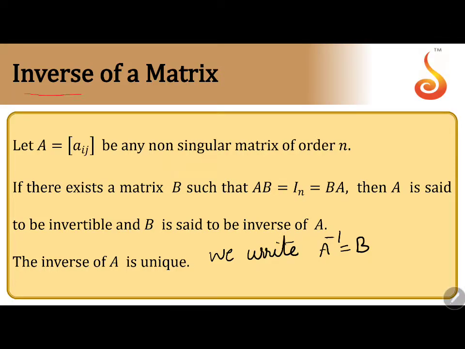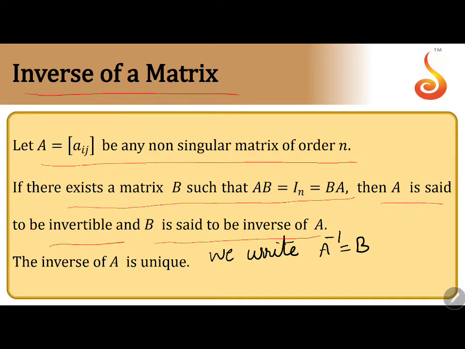Inverse of a matrix. Let A be any non-singular matrix of order n. Non-singular matrix means that det A is not equal to 0. If there exists a matrix B such that AB is equal to I is equal to BA, then A is said to be invertible and B is said to be the inverse of A. Inverse of A is unique and we write A inverse equal to B.